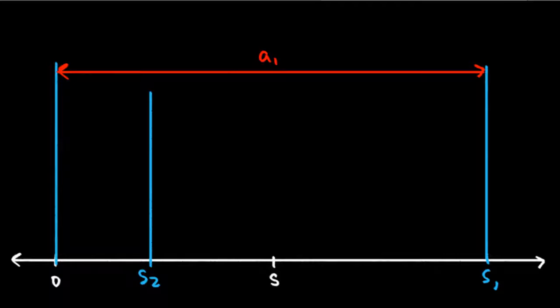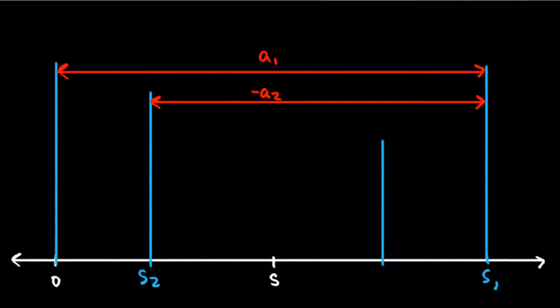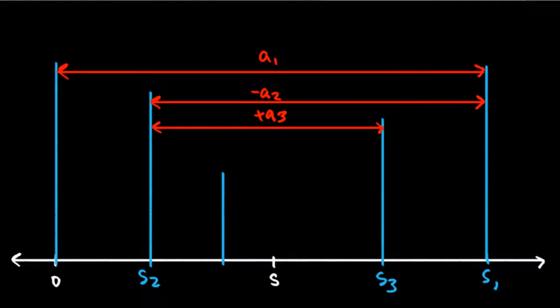And then there's a distance between that. Basically, how did we get there? How we got there was subtracting A2 from that whole thing. All right, and then let's go further. S3. And how do we get there? We add A3. And you can probably start to see what's going on here.